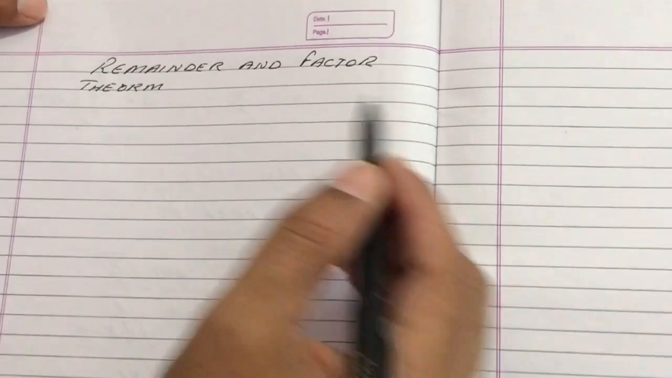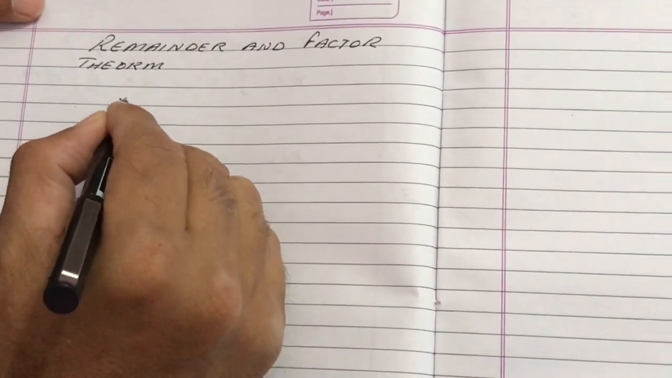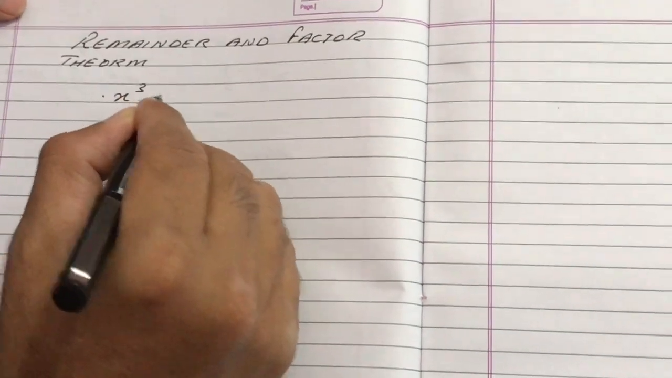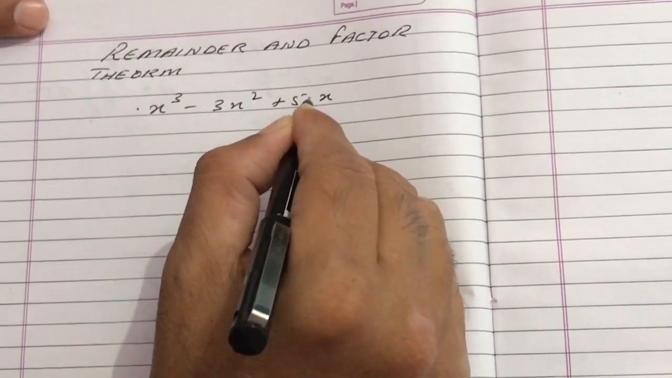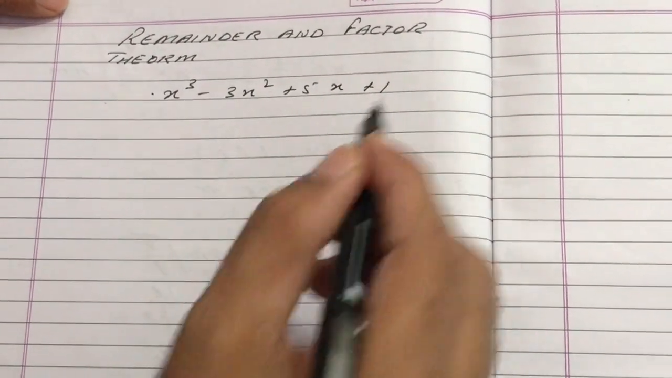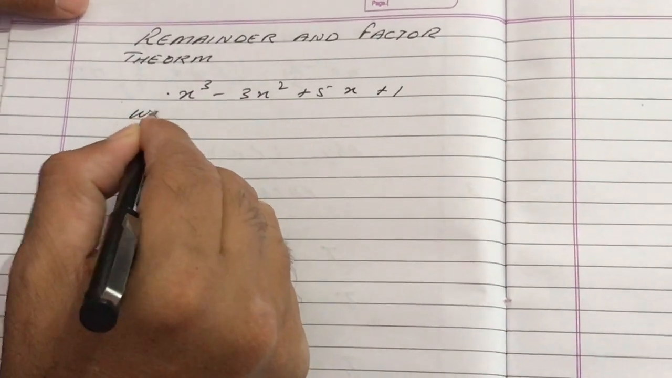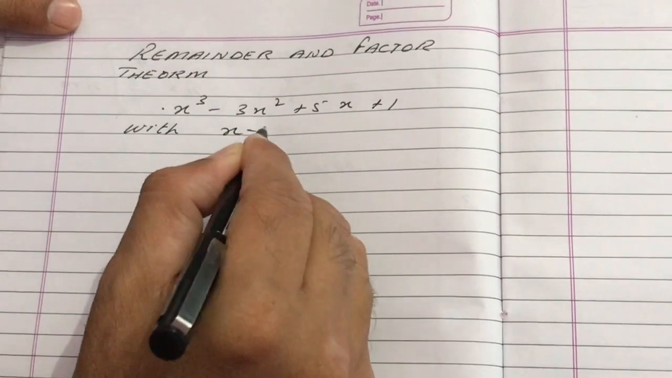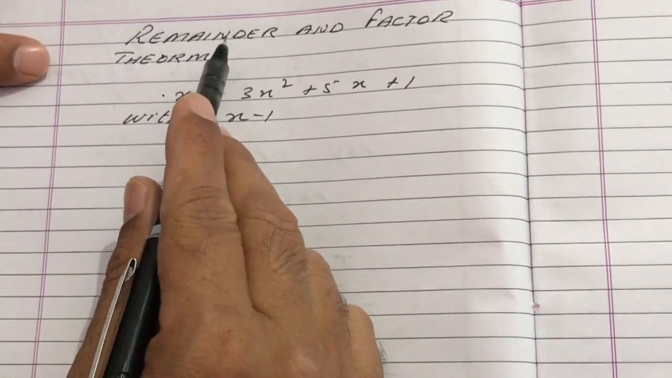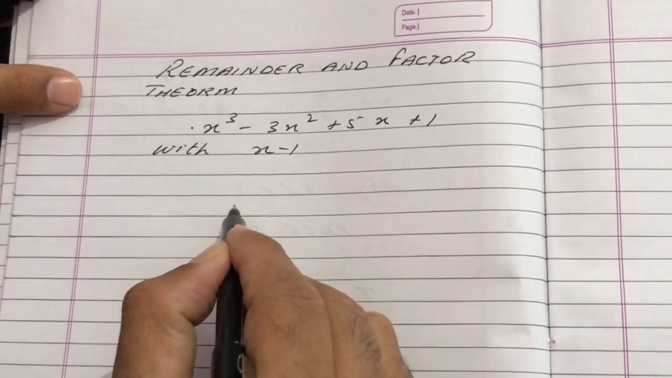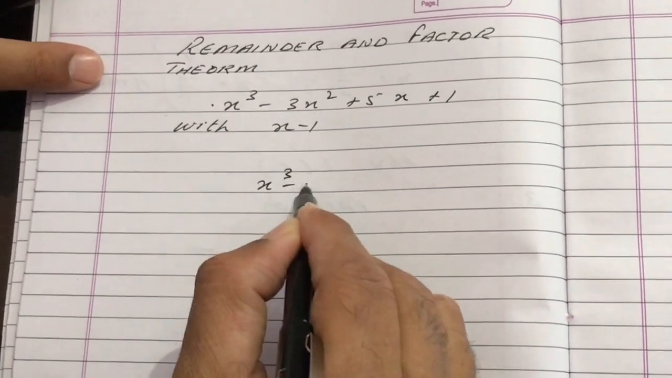How do we find remainder? Suppose I have to divide x cube minus 3x square plus 5x plus 1 with x minus 1. I have two methods. I can find remainder in two methods. First method is I divide actually.